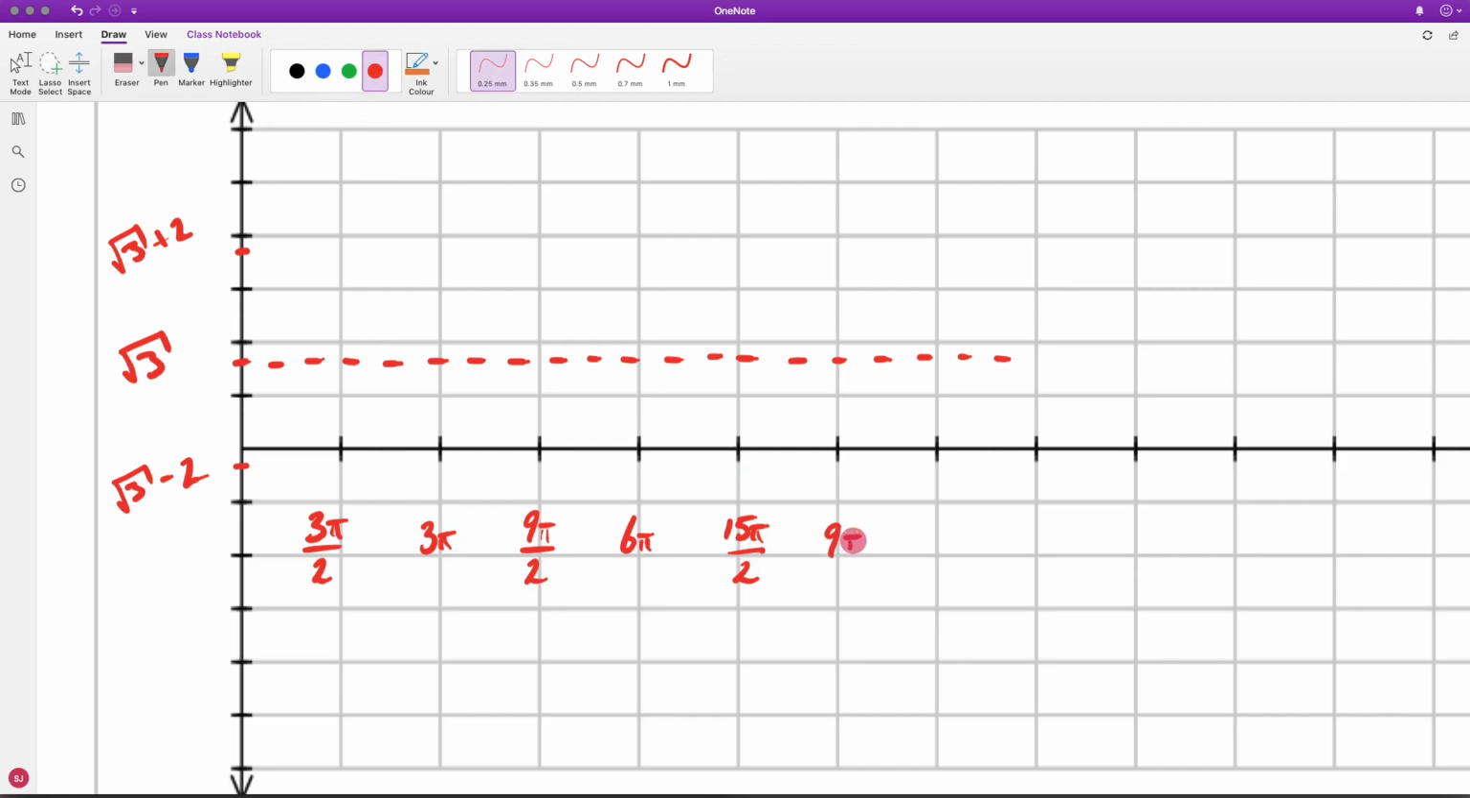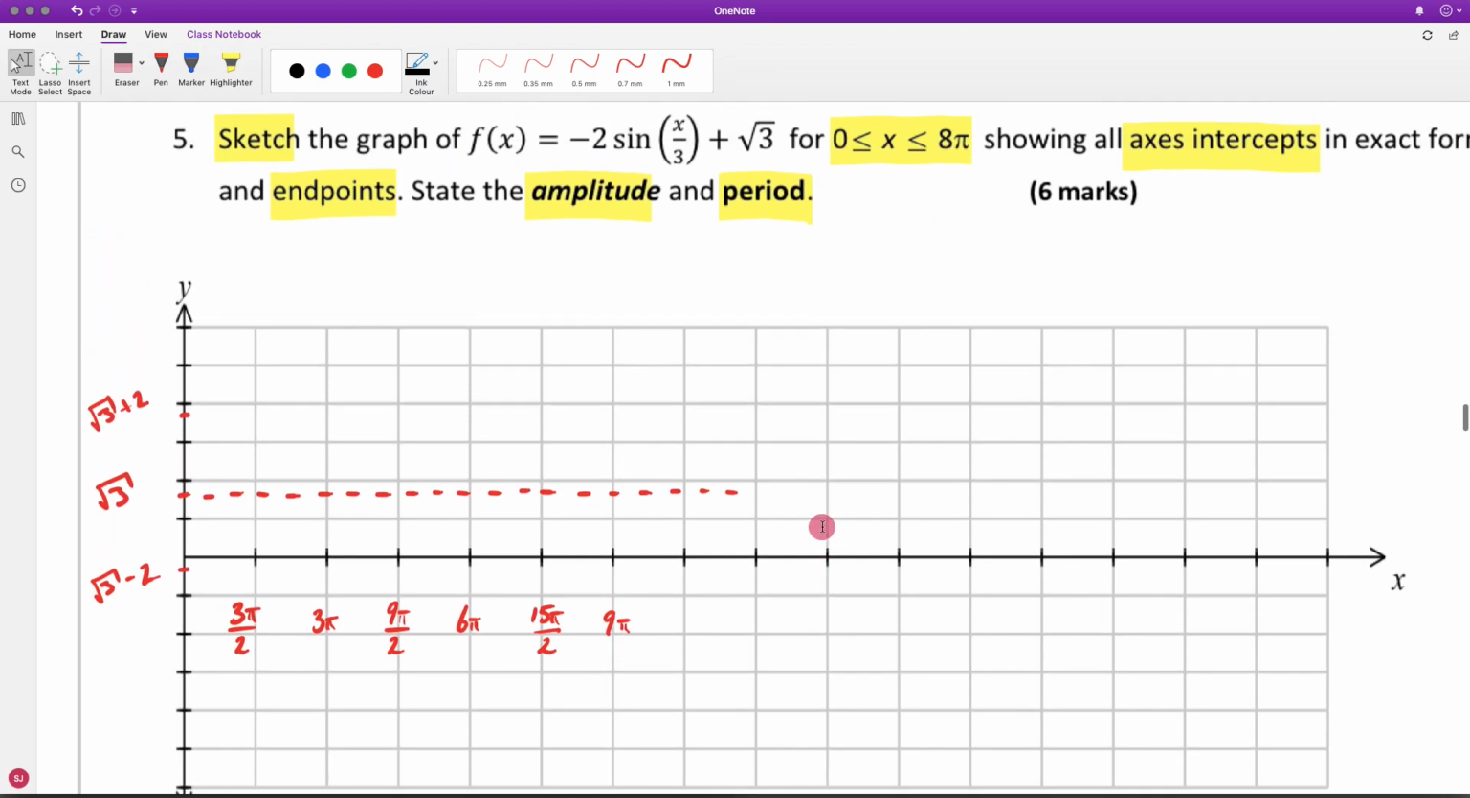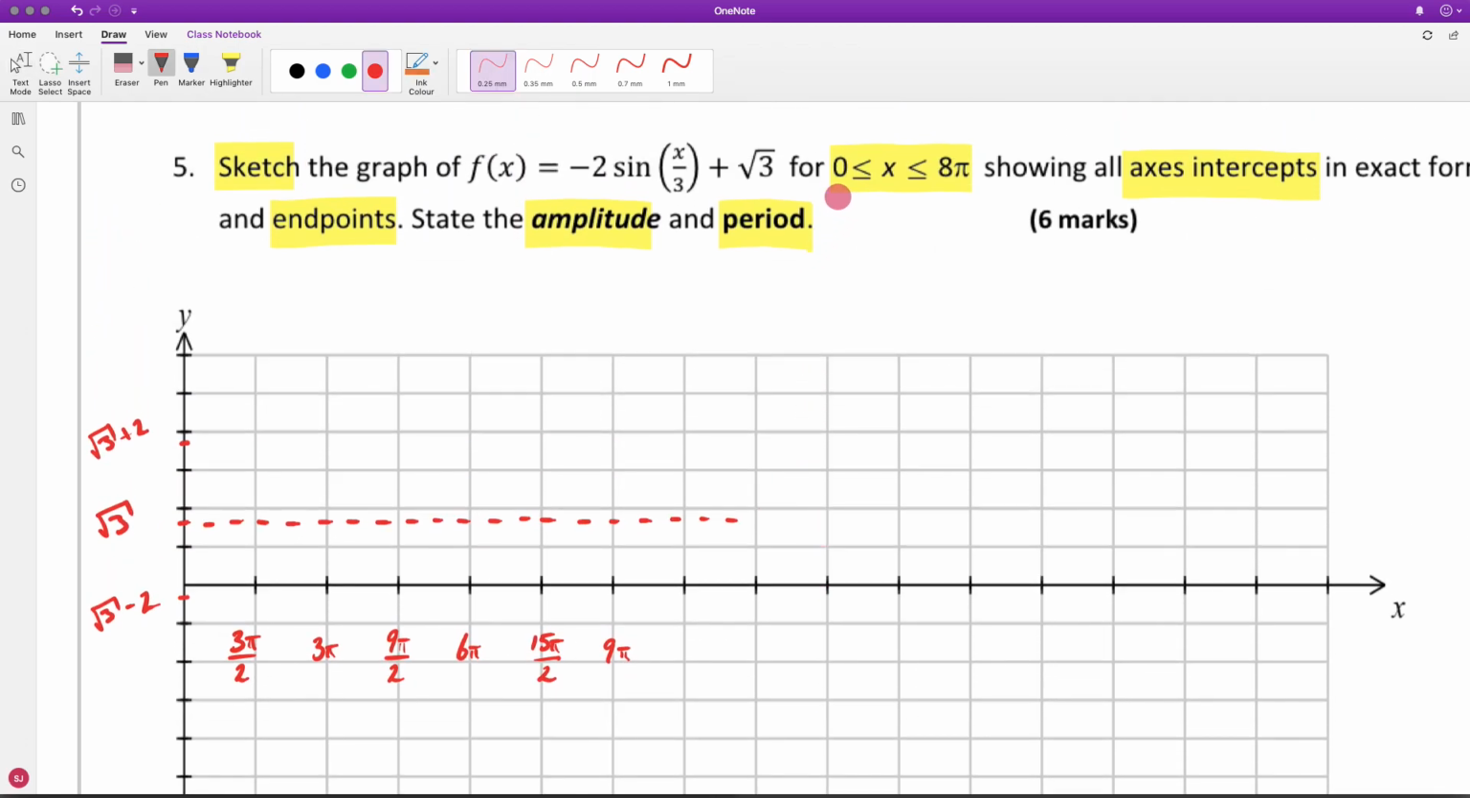Now, it's good that we stop here because as we zoom out, we can look up at our domain and we see that my domain is 0 to 8 pi. So it's actually not even going to go to this 9 pi. It's going to stop shy of it. But it's still important that we know that we have that there. It's going to stop before it. So now let me come and put in my points.